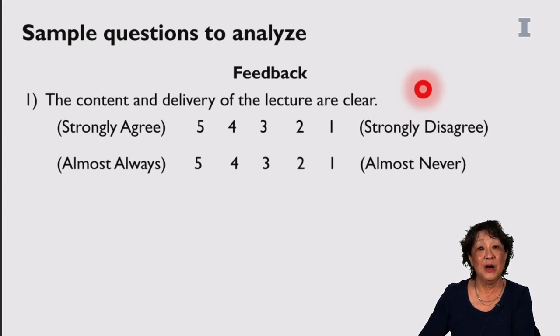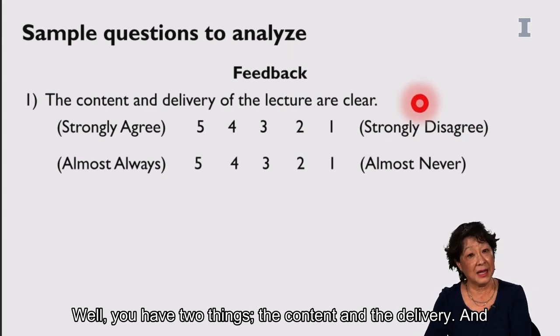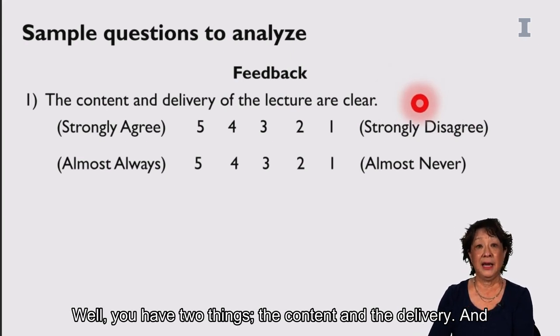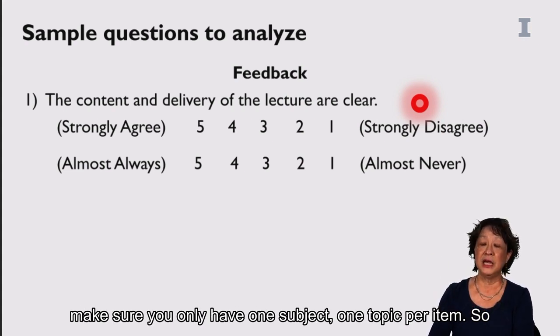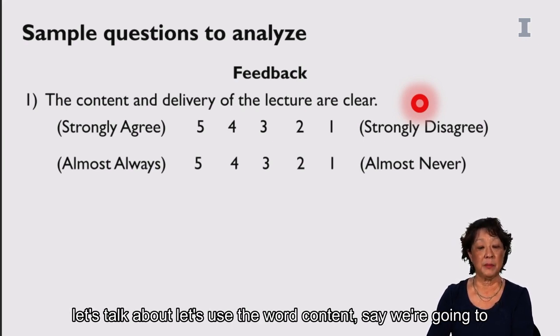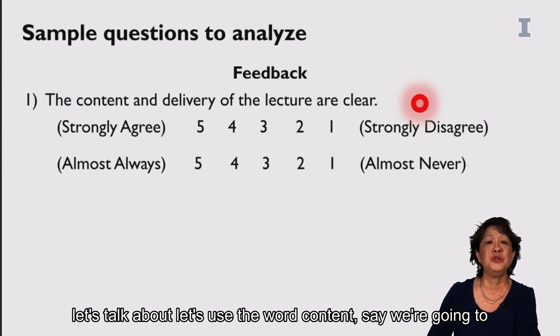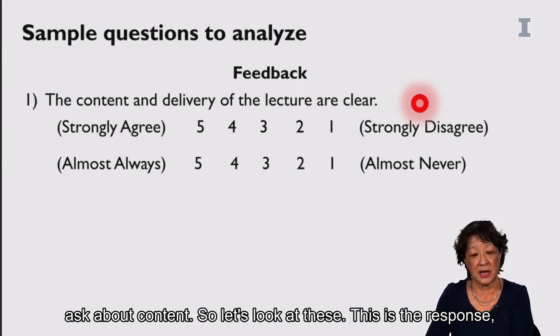Why is it? Well, you have two things, the content and the delivery. And they're going, Professor, which one do you want us to answer? So make sure you only have one subject, one topic per item. So let's use the word content. Say we're going to ask about content. So let's look at these.